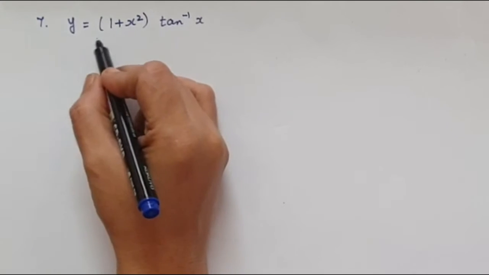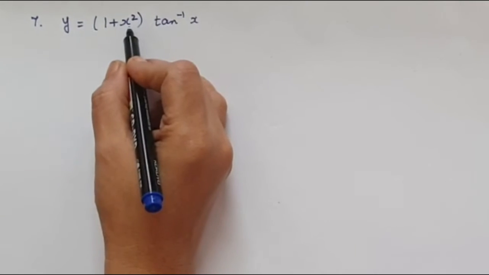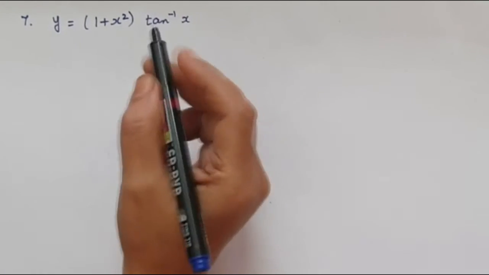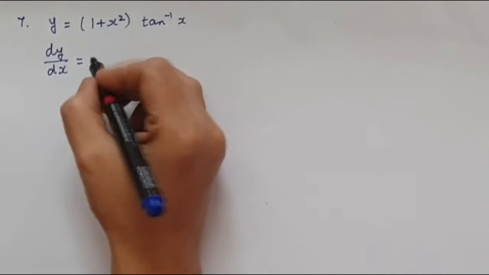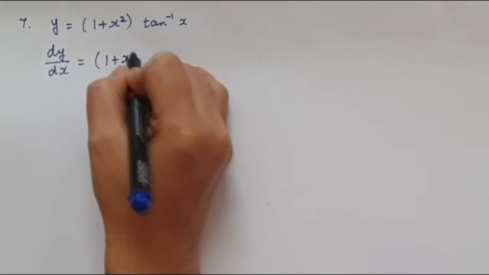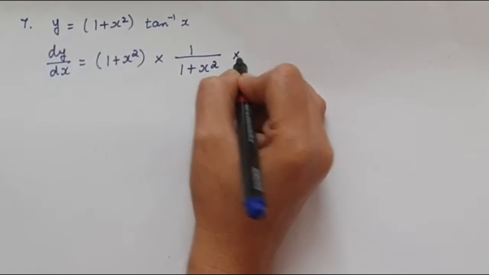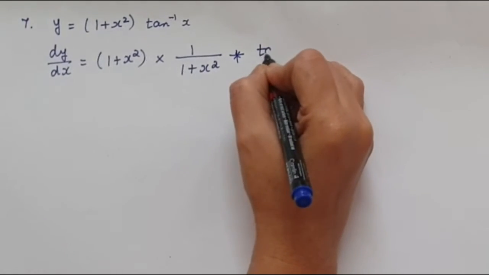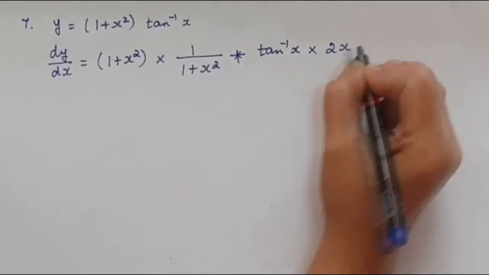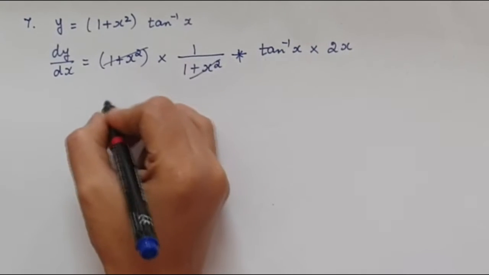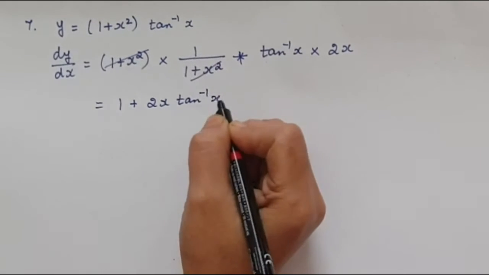The seventh question, y equal to 1 plus x squared tan inverse of x. So now this is again a product. 1 plus x squared is one term and tan inverse of x is another term. So dy over dx will be equal to, now this one when you write, keep the first term as it is. Then differentiate the second term. So 1 by 1 plus x squared. Then keep this plus. Then keep the second term, tan inverse of x. Then differentiate it. So it is 2x. So this and this gets cancelled. So it will be 1 plus 2x tan inverse of x.